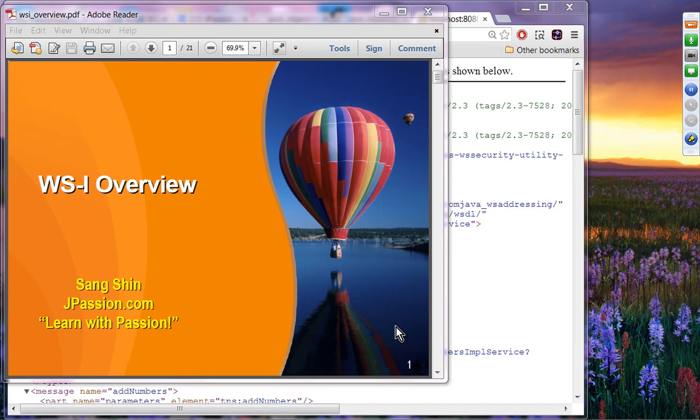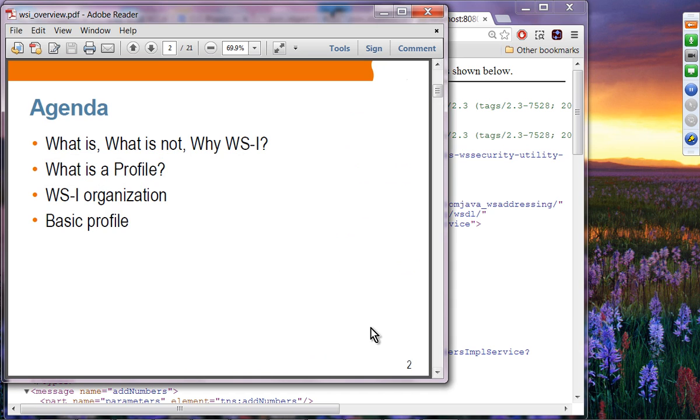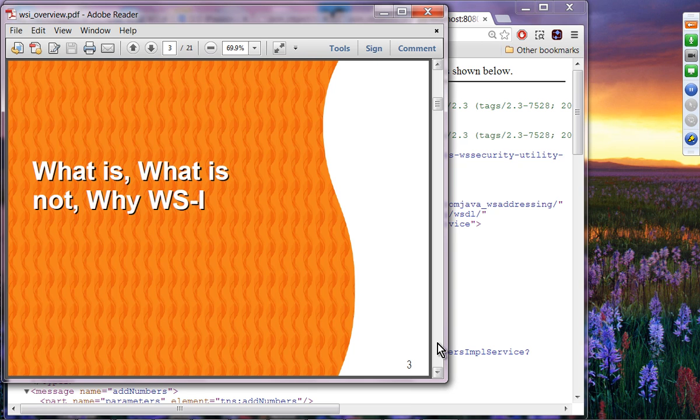Next topic is WSI overview. So here we can talk about the WSI organization and what the WSI profile is all about. You probably have heard the term WSI Basic Profile, right? So what is it? That's basically the goal of this presentation. We don't have a lab on this presentation, so we're just going to talk about what WSI Basic Profile is all about. So what is WSI, and why WSI?